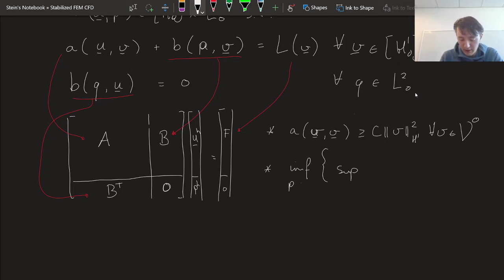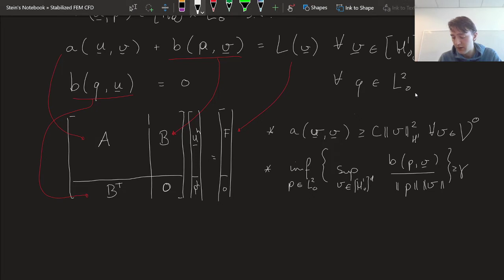The infimum over P in L2,0 of the supremum over V in H1,0,D of B(P, V) divided by the norms of P and V has to be larger than some constant gamma, which is larger than 0. Again, the norms are taken in the relevant spaces.